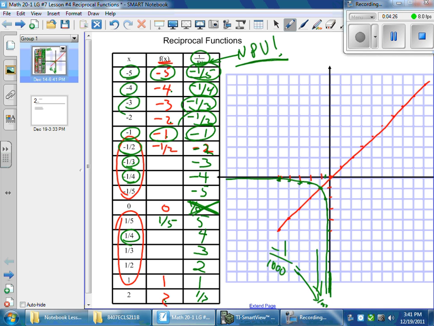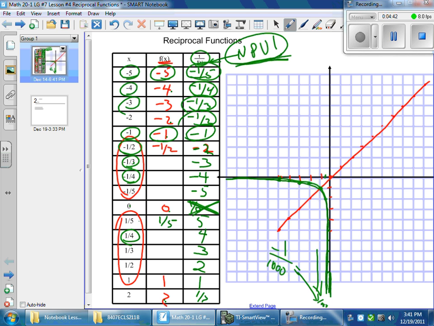Let's do the other side. Check this out. 0, 0, undefined. Well, wait a second. That means I can't have anything on the 0. Well, no kidding. This graph here, if you look again, gets close to 0 but never touches, because 0 is a non-permissible value.